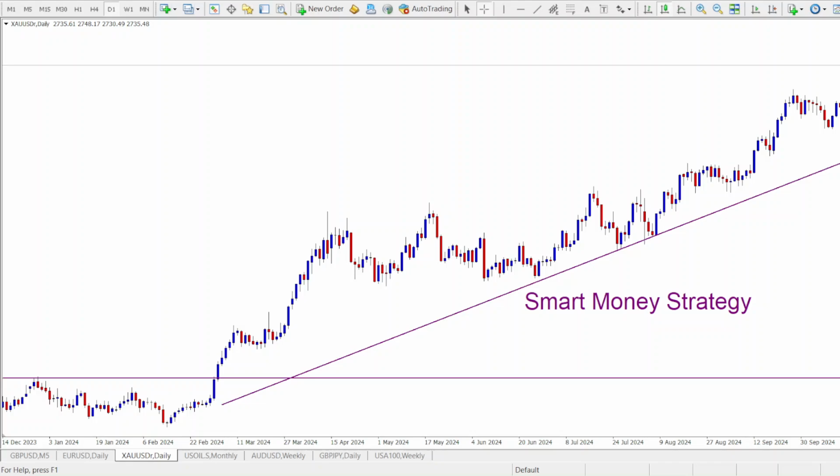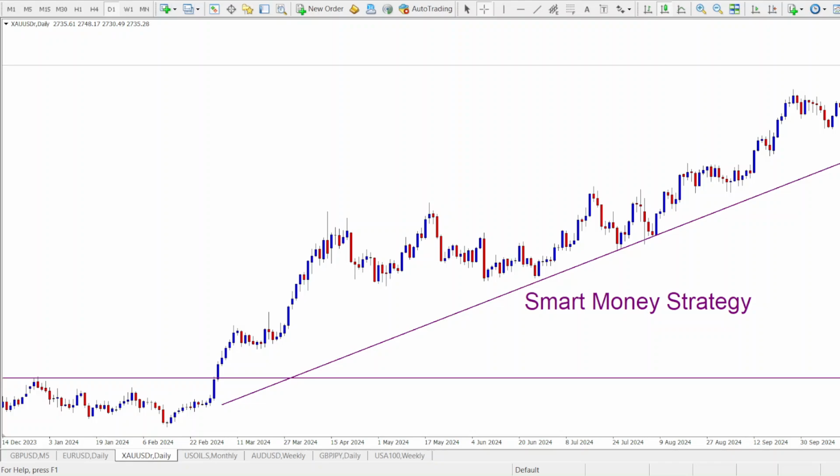Now, another component of the smart money strategy is volume and time analysis. Smart money strategy also involves analyzing volume and time. Big players often trade during high liquidity times, such as the London and New York sessions in the Forex market. Paying attention to the volume at these times can give you clues as to when the big players are entering and exiting.